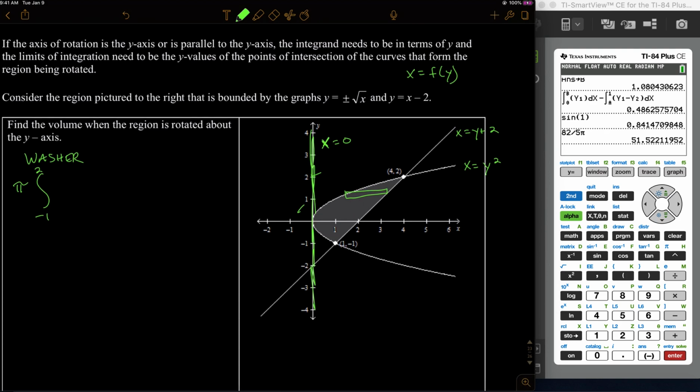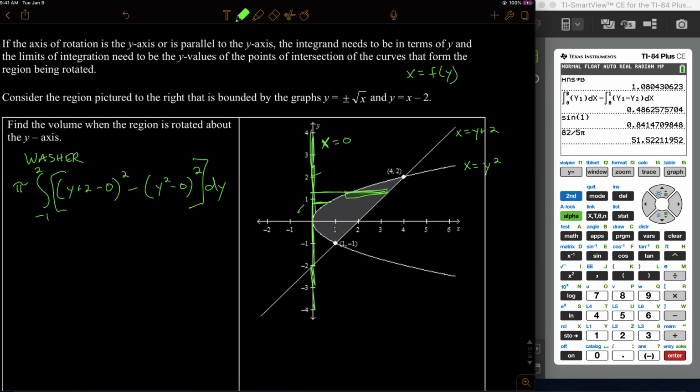Because we have to do big R squared minus little r squared, our big radius is the outermost function, which is y plus 2, minus the axis of rotation, which in this case is 0, squared, minus, let's see here, we've got our little radius, which is going to be like this guy here, our innermost function, which will be y squared minus 0 squared dy.